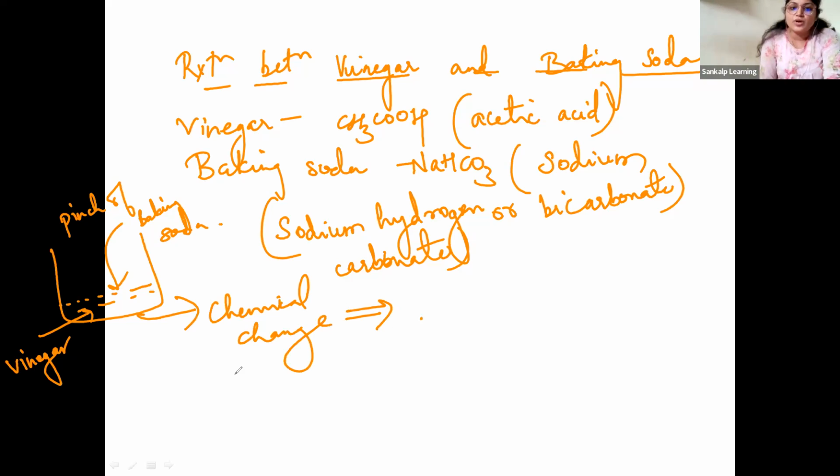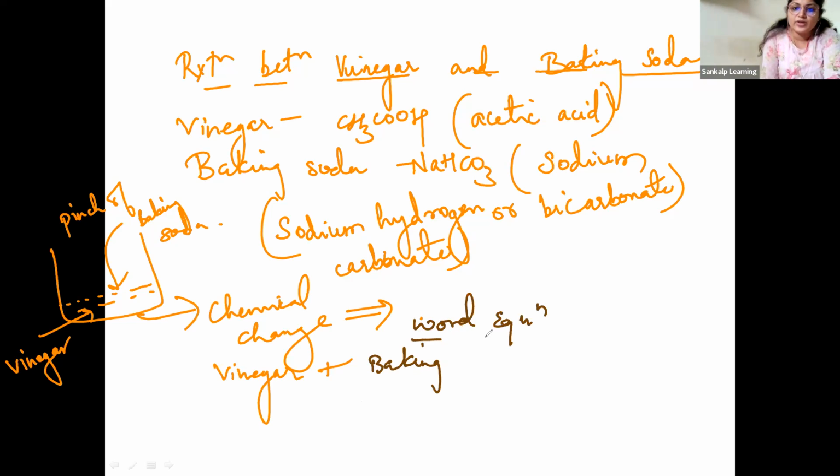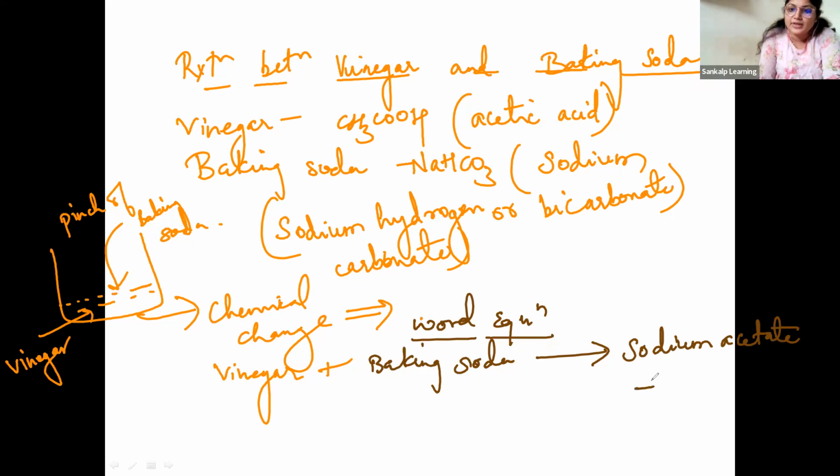Okay, so how do we write it? Vinegar is reacting with baking soda. This is a word equation. Vinegar is reacting with baking soda to give you sodium acetate. So it is forming a salt, that is sodium acetate, plus water plus carbon dioxide. I'll write this in equation form.